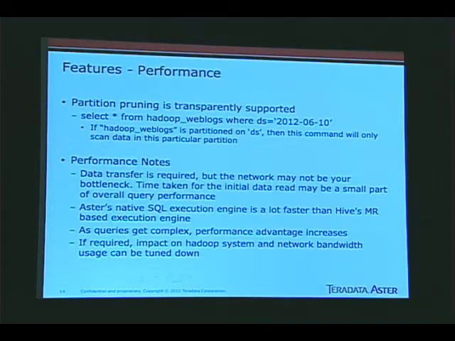And one of the things that's very important here is progressive optimization, because we look at demographic information and your input data sets, we're able to do a lot better in terms of picking the right plan for the later stages of the query. And if required, you can reduce the impact of this on the Hadoop system and reduce the network bandwidth usage by passing in a few parameters that say how heavily you want to hit your Hadoop system with the data reads.